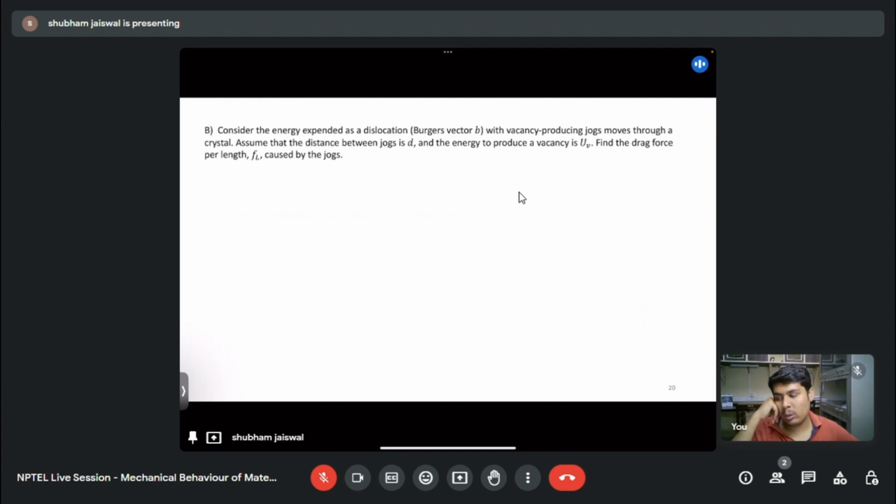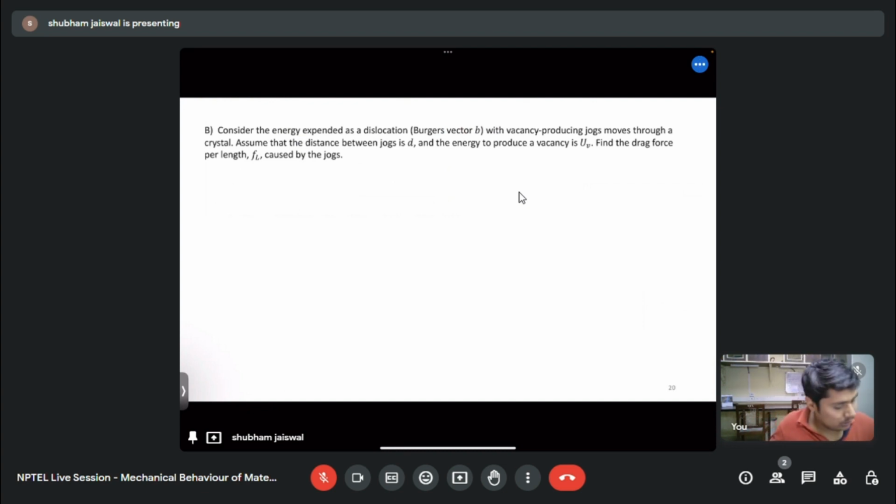So first we need to know what is jogs. So what is jogs? It is an individual vacancy or cluster of vacancies that lead to a climb in steps rather than the whole row of atoms. It will climb in the form of steps. So first draw the figure, then you will easily answer this question.